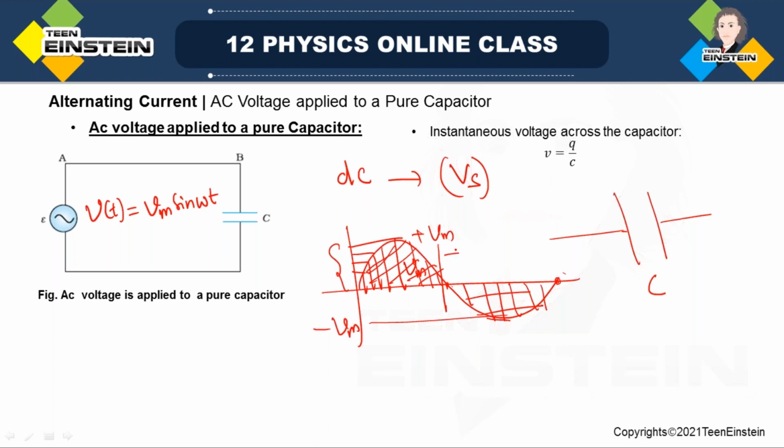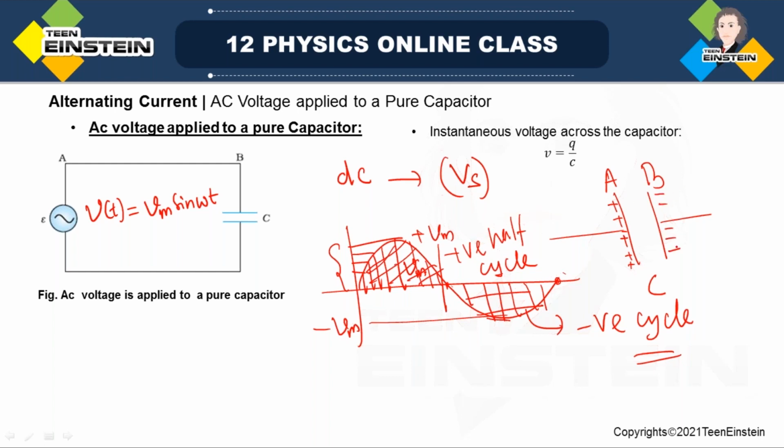A capacitor having capacitance C. See, in this first positive half cycle, this is a half cycle, and another half cycle is this one. So this is called the positive half cycle of the signal or voltage, and this is called the negative half cycle of the signal. During this positive half cycle, suppose I have capacitor plates A and B, and this one will be charged with positive charge.